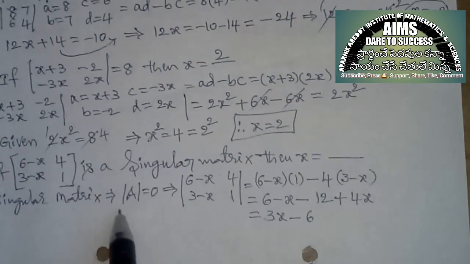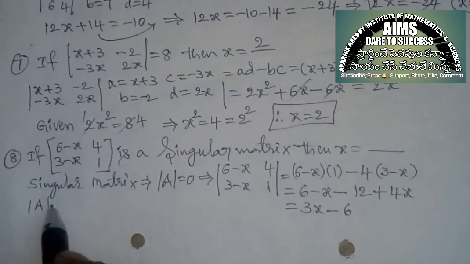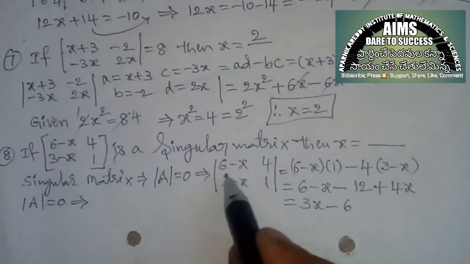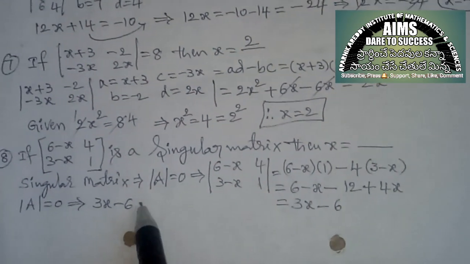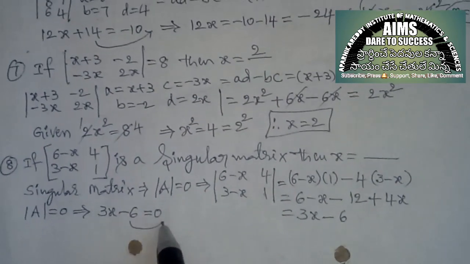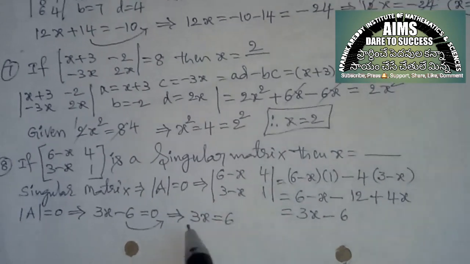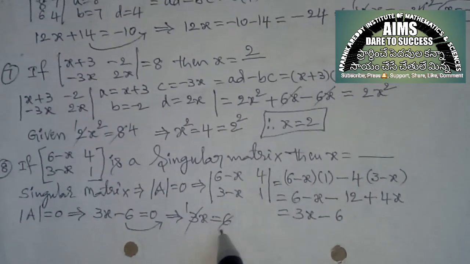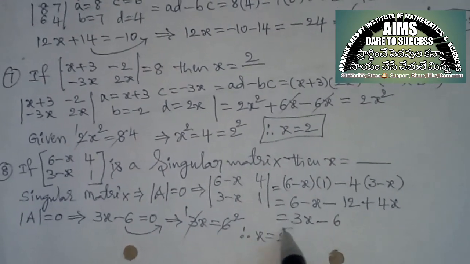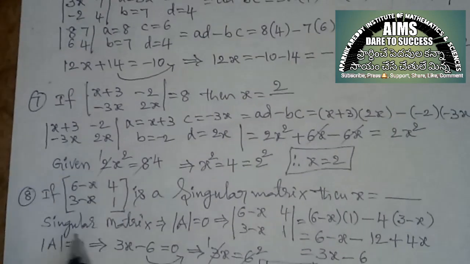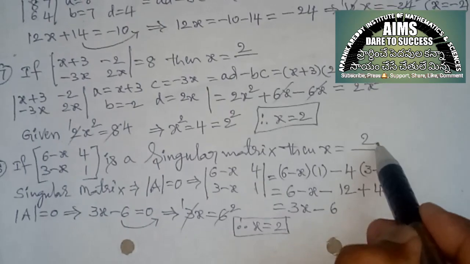According to singular matrix we are having det A is equal to 0. So det A is equal to 0 means det A value is 3x minus 6, which is equal to 0. Minus 6 coming to right side, we get 3x equal to 6. Cancellation, 3 ones are 3, 3 twos are 6. Therefore x is equal to 2. By using the given matrix is a singular matrix, then x is equal to 2.